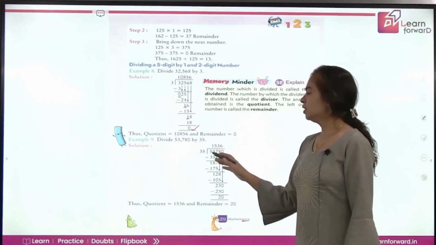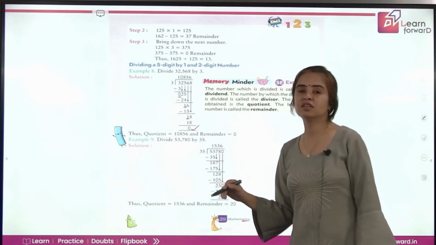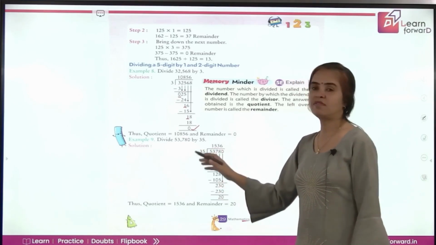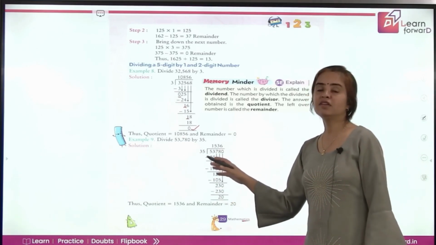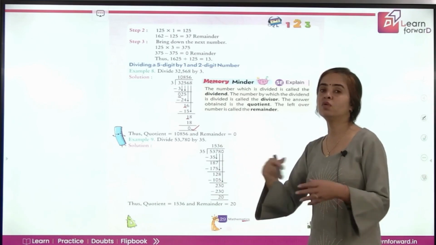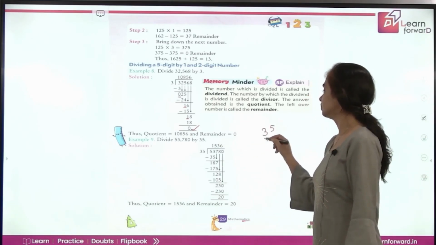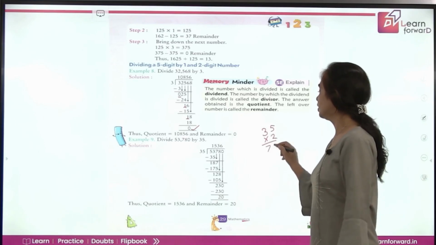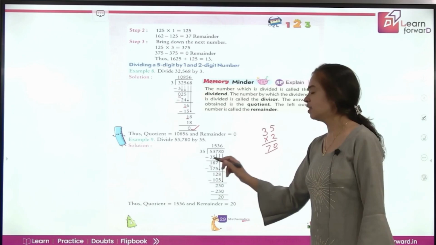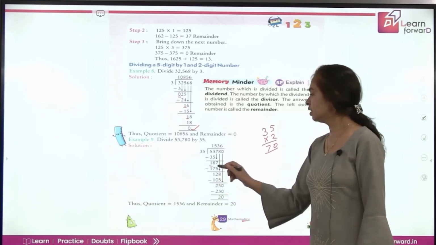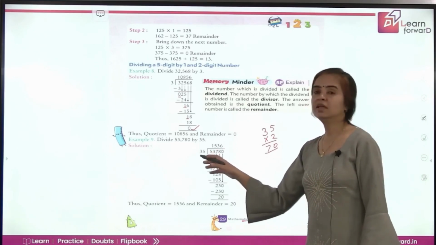We have another question here. Divide 53,780, which is a 5-digit number, by 35, which is just a 2-digit number. So let's divide. 35 ones are 35. If you go beyond that, 35 twos are 70, which is a bigger number. So we stop at 35 ones are 35. After subtracting, we get 18. We bring down 7. See, again 18 is smaller than 35. Bring down 7, read the table.